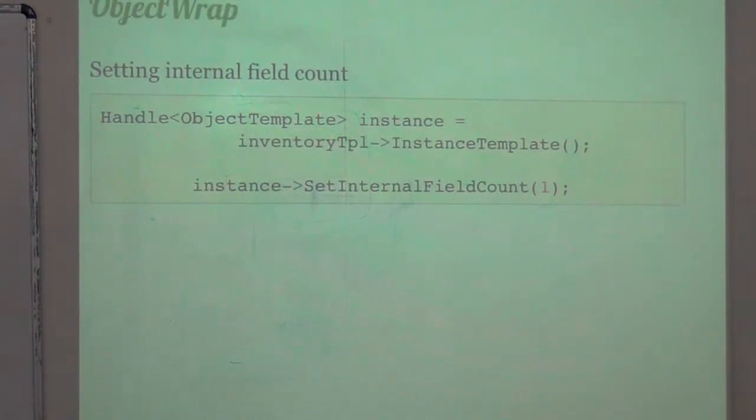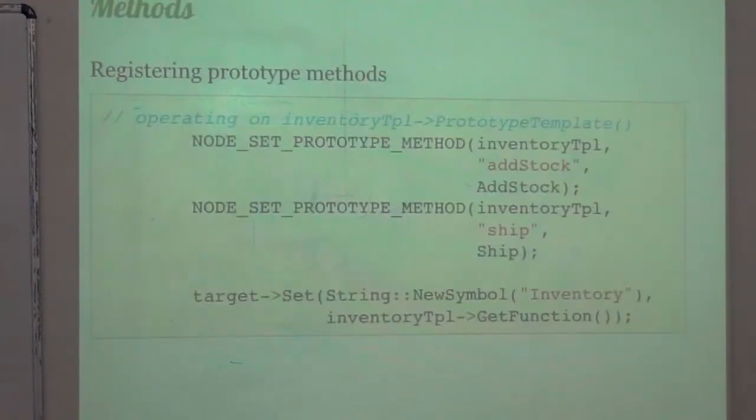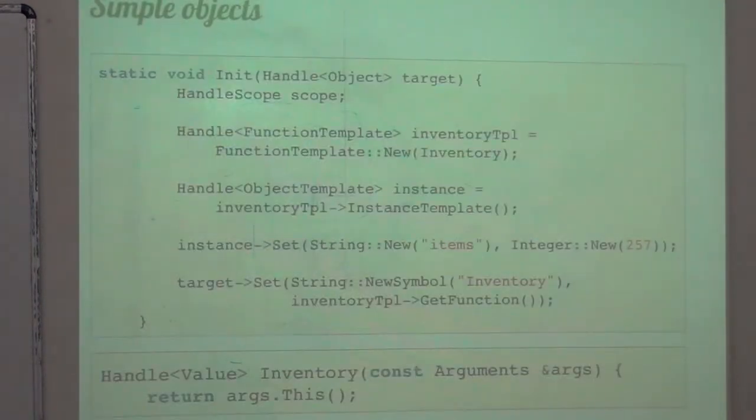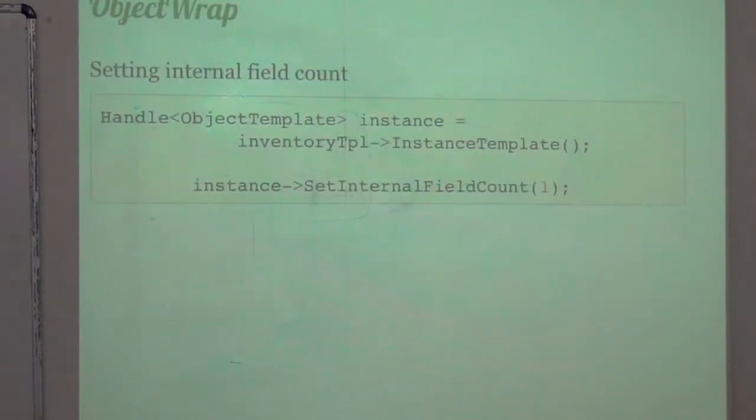So we do have to set the internal field count manually because Node doesn't know which instance we are dealing with. So this object template instance is like, you create a function template for Inventory, and what you get from that template's instance template is the instance, right? And you set the internal field count to 1. So you say that every Inventory object in JavaScript has one associated internal field, which you are internally going to point to your C++ wrapper, right?